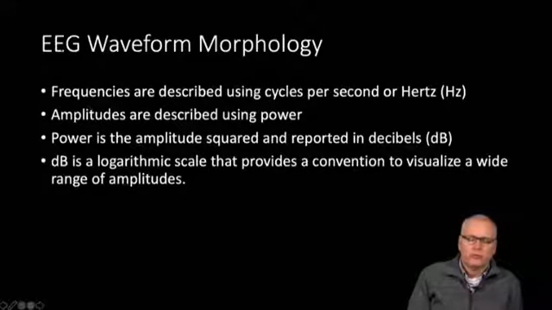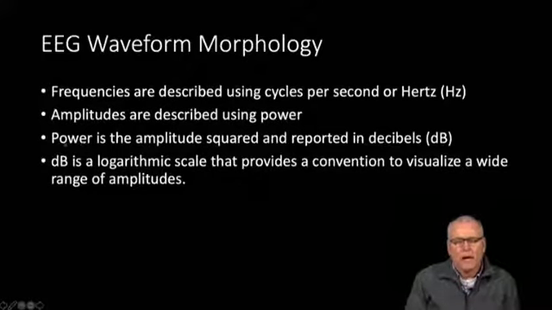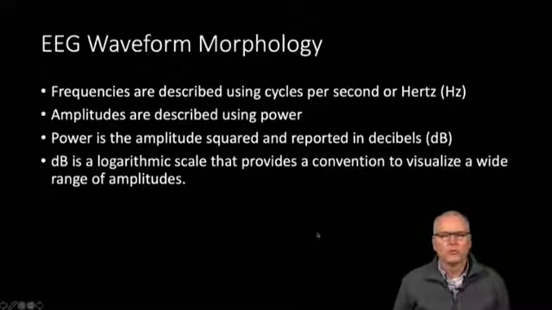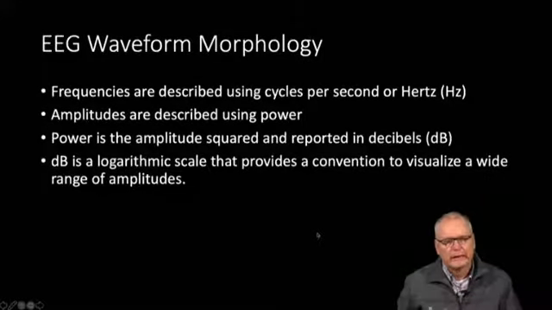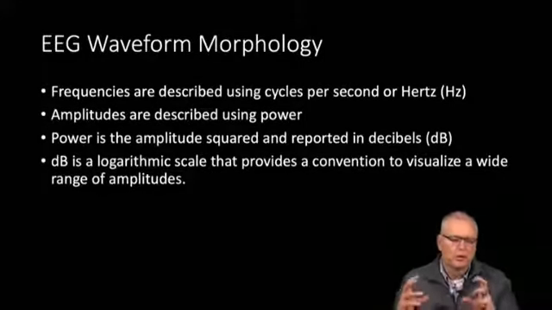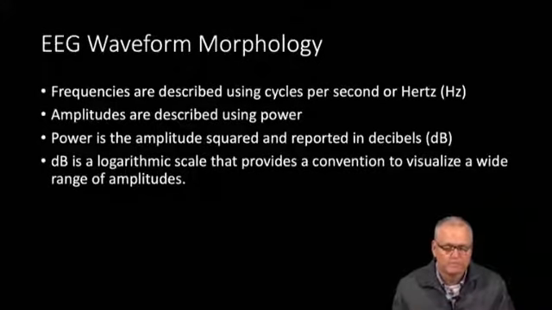So just to review what we saw there, frequencies are described using cycles per second, or hertz. Amplitudes are described using power. Power is the amplitude squared, and it's reported in decibels. Decibels is a logarithmic scale that allows us to compare really small signals next to really big ones, all on the same display, where you can see them both.